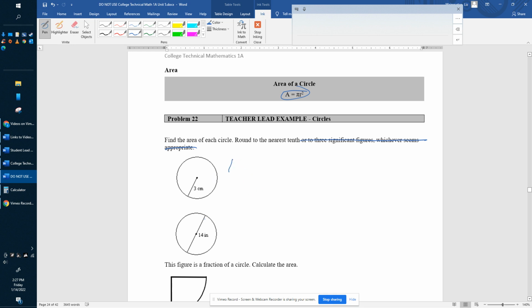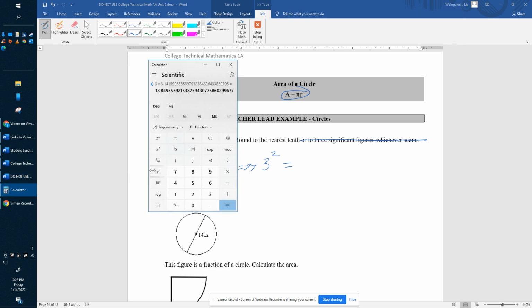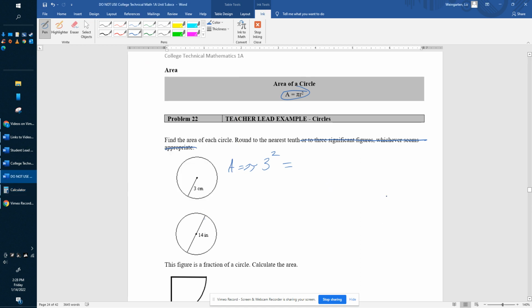So area equals pi r squared. So what's pi times 9? We calculated that earlier, but I don't remember. 28.3. And this time it's centimeters squared because we're talking about the area of a circle.